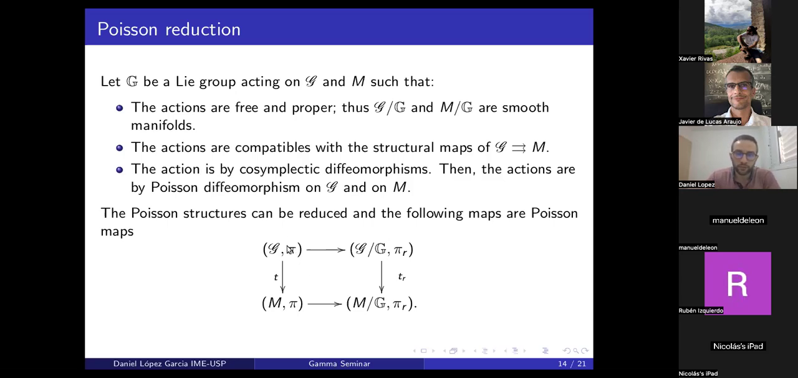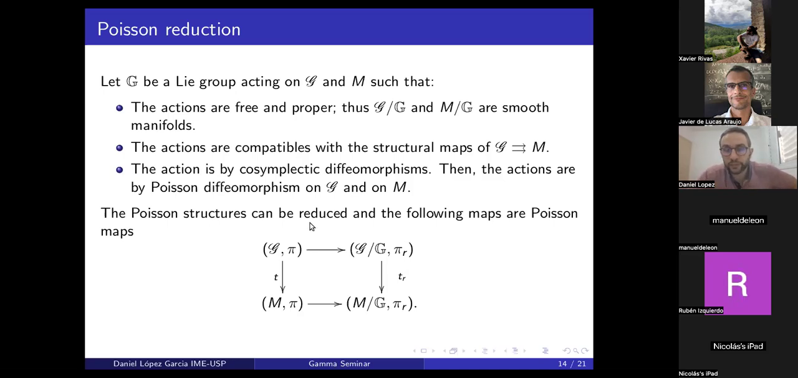I mean, you have this Poisson structure and you can reduce this. It's a Poisson reduction. And here you have N with the Poisson structure given by the push forward of the Poisson structure on the top, and you consider this reduction. And the initial target map and the reduced target map are Poisson maps, and you have that this commutes. However, this reduction is not good enough in the sense of cosymplectic groupoids.